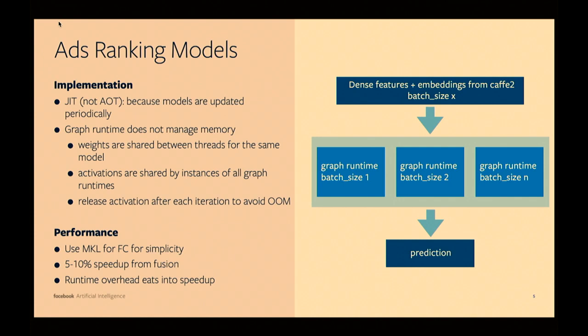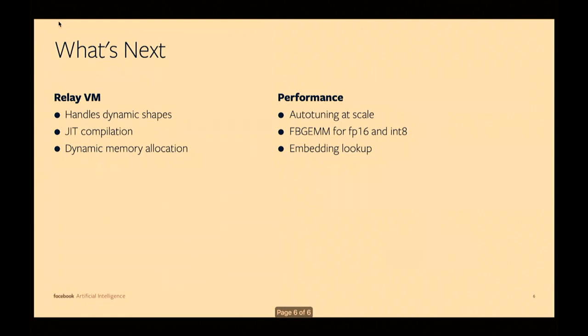For performance, we use MKL for FCs, since this matches the baseline operator implementation. And using this scheme, we get roughly 5 to 10% speed up, mainly from the fusion of the feature interactions and the FCs. However, runtime overhead eats into some of this speed up, and we have a couple of different things that we can do to improve this.